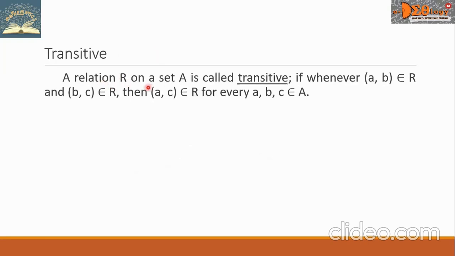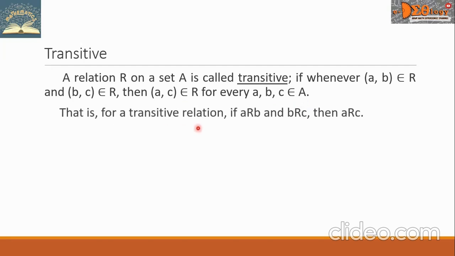Let's go now to transitive relation. A relation R on a set A is called transitive if, whenever (A, B) is an element of R and the ordered pair (B, C) is an element of R, then the ordered pair (A, C) is an element of R, for every A, B, and C elements of set A. That is, for a transitive relation, if A is related to B and B is related to C, then A is related to C.